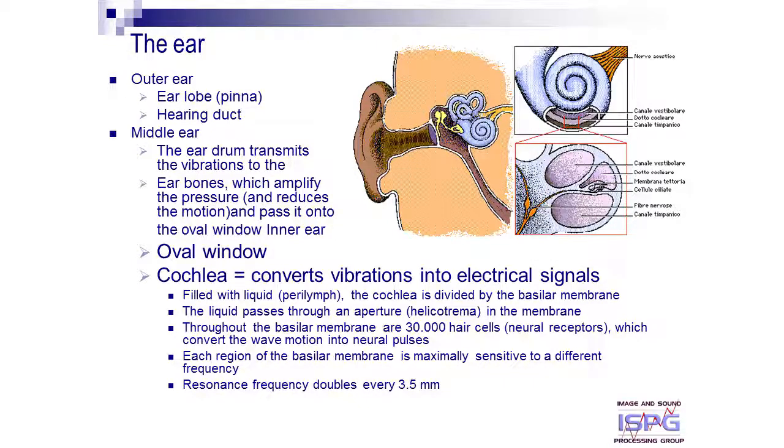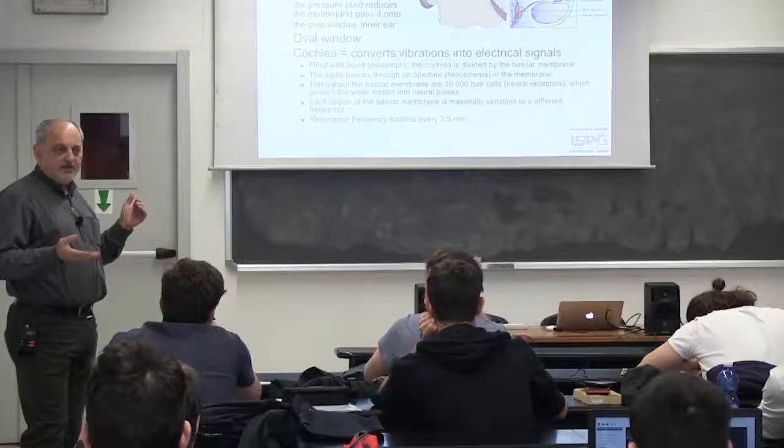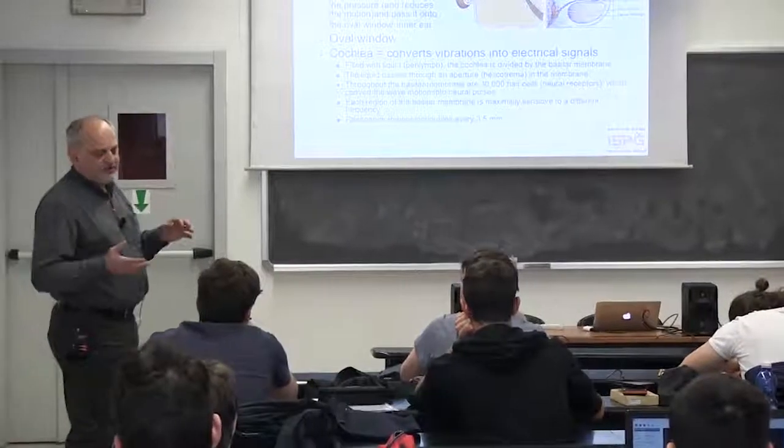The other thing that I mentioned before and I'd like to insist on is the fact that the liquid inside the cochlea is called perilymph. So the speed of propagation is not the same as in air. In water, the speed of propagation is about four times the speed you have in air, almost four times.